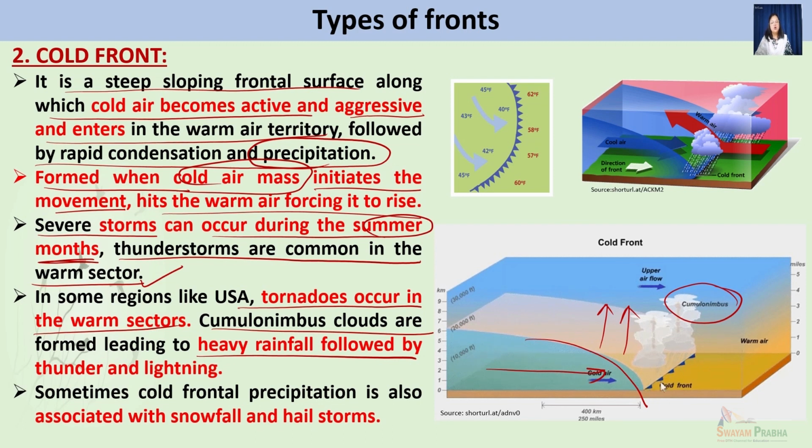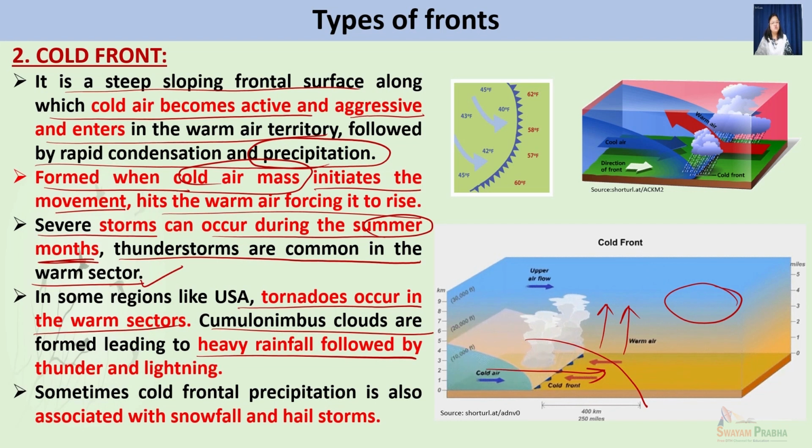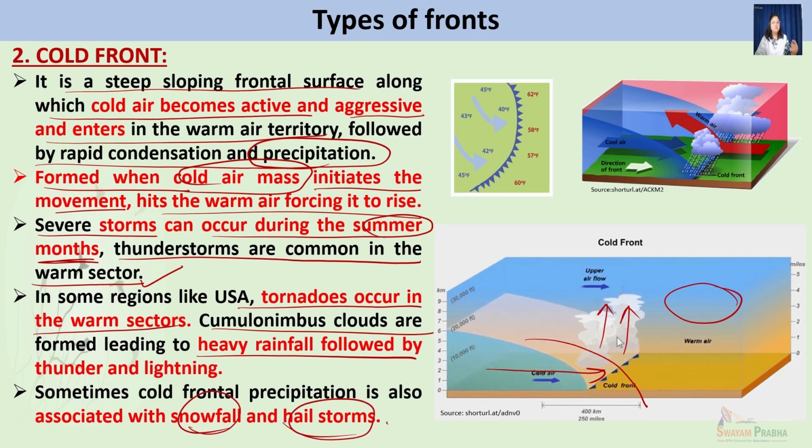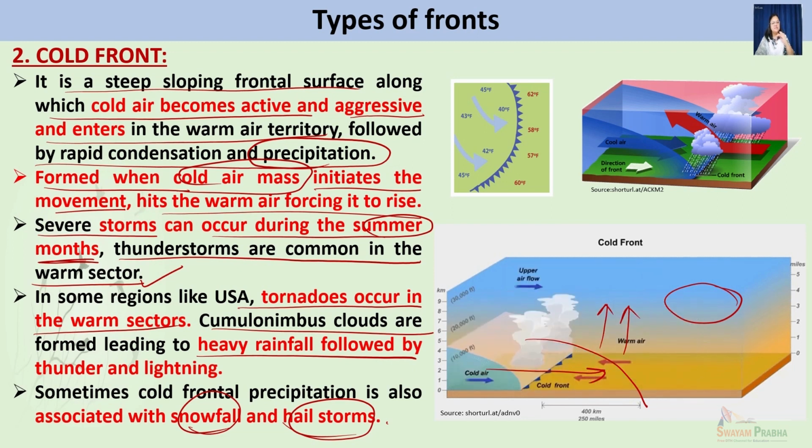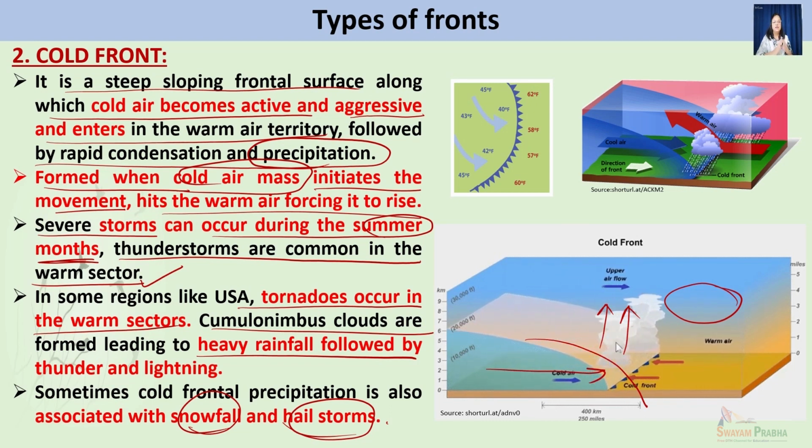And sometimes these cold frontal precipitations are also associated with snowfall and hailstorms, because the warm air is suddenly and quickly lifted up, because of which the air sometimes gets cooled to sub-zero temperatures, leading to snowfall and hailstorms also. So cold fronts are generally steep sloping frontal surfaces along which the warm air rises very quickly, leading to heavy precipitation and very dramatic weather and climatic conditions.